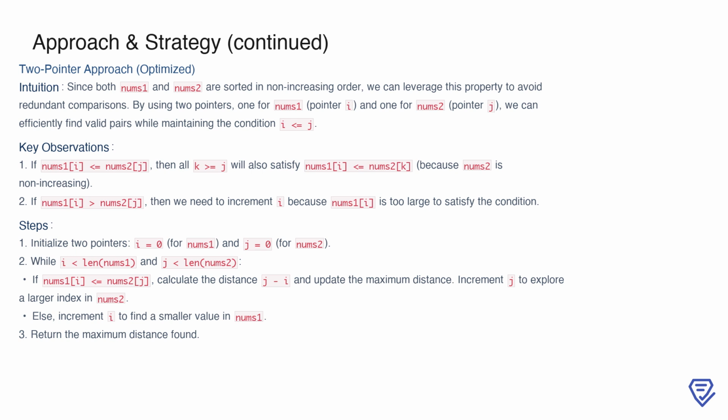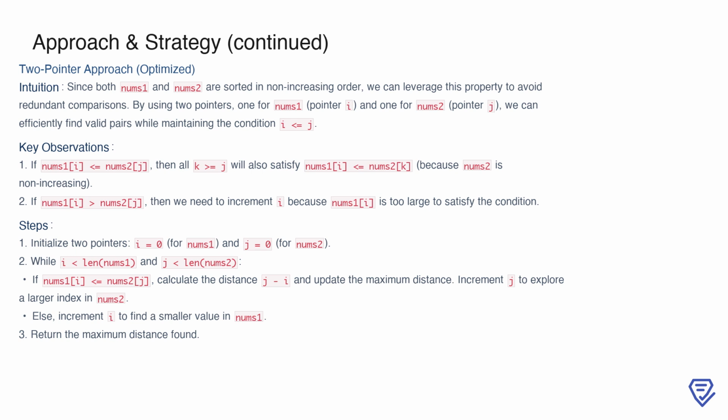This method takes advantage of the fact that both nums1 and nums2 are sorted in non-increasing order. By leveraging this property, we can eliminate redundant comparisons and systematically find valid pairs. The key insight here is that if nums1[i] is less than or equal to nums2[j] for some pair, i, j, then this condition will also hold true for all indices k less than or equal to j in nums2 because the array is sorted.